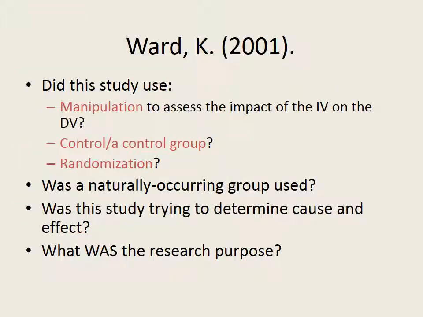Did the study use manipulation? Nope. Was there control? Nope. Was there randomization? Nope. Was it a naturally occurring group? Yeah, this is parents in the NICU. Were they trying to determine cause and effect? No, they're just trying to do a needs assessment. What was the research purpose? They wanted to find out the needs of the parents living in the NICU.